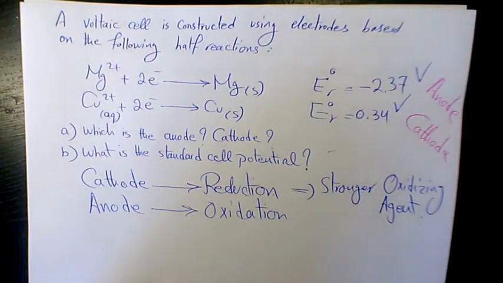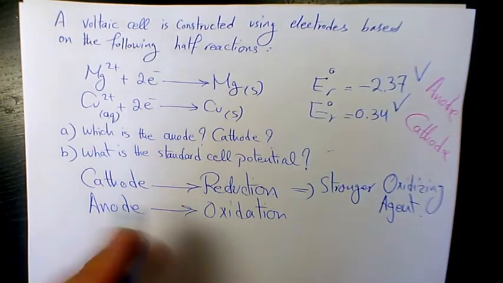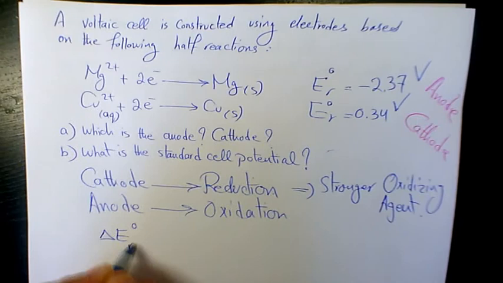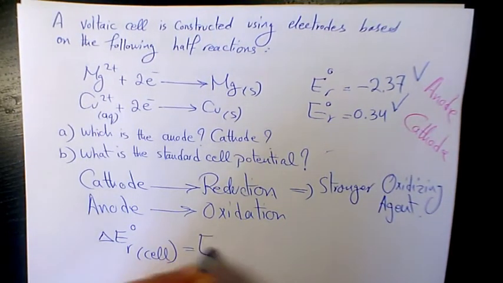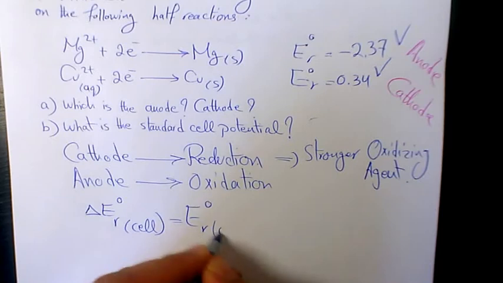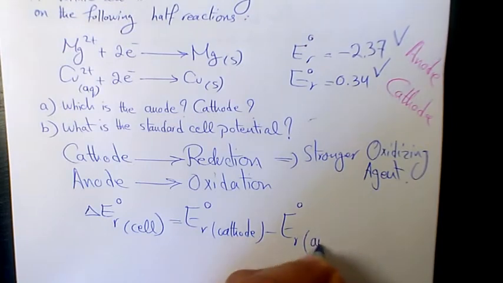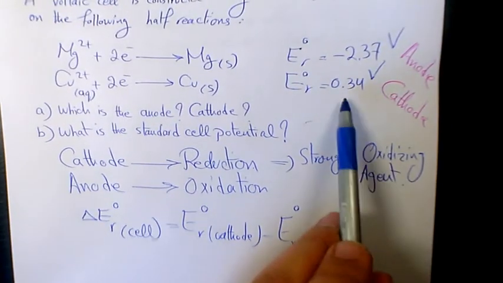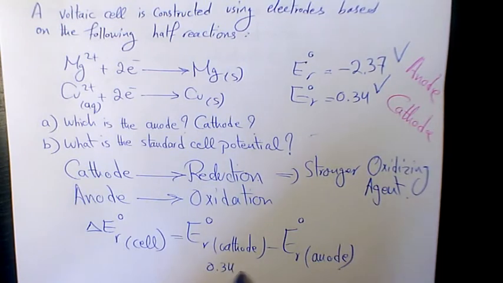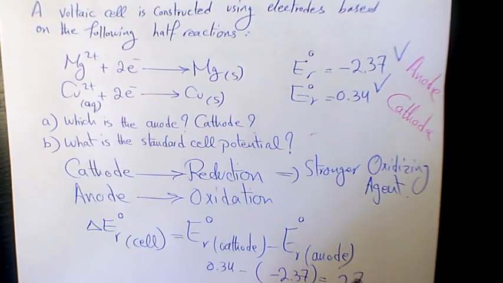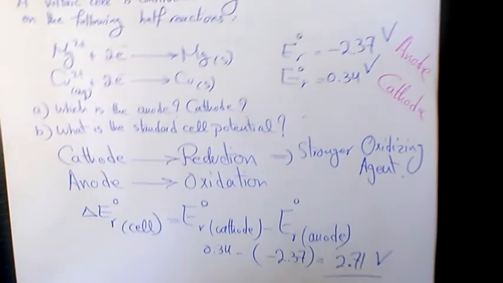So then what we need to do, we need to find out part B, standard cell potential. Standard cell potential can be calculated using this formula. Standard reduction potential in cathode minus standard reduction potential in anode. Cathode, we have it already, 0.34 minus, this one is negative 2.37. So that's going to be 0.34 plus 2.37, because negative and negative cancel out. 2.71 volt, that's the standard cell potential.